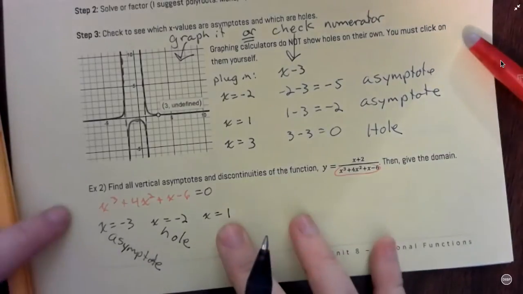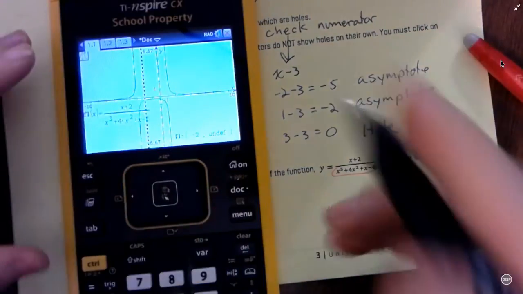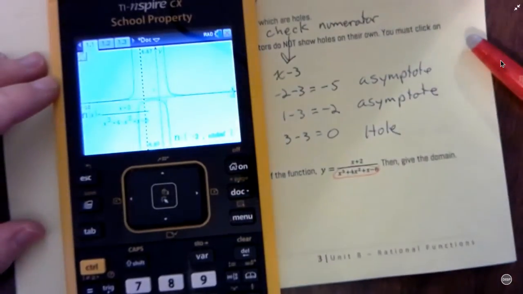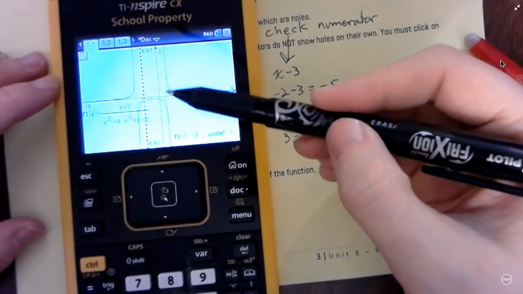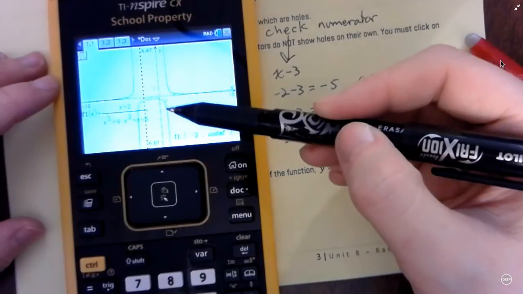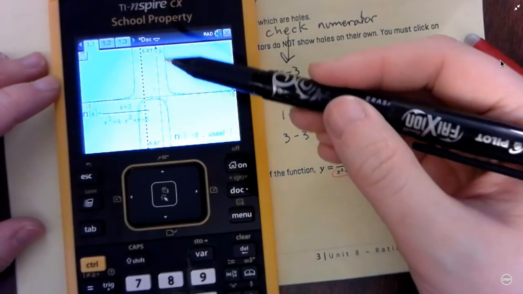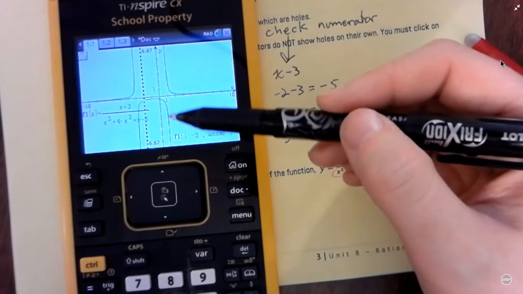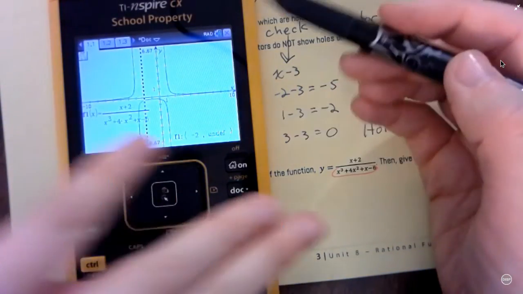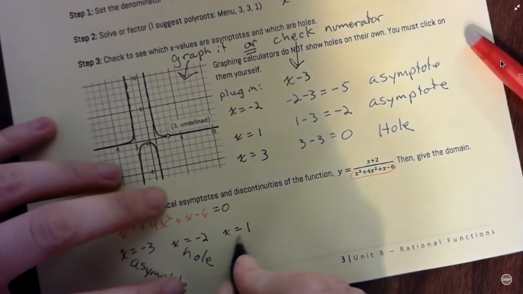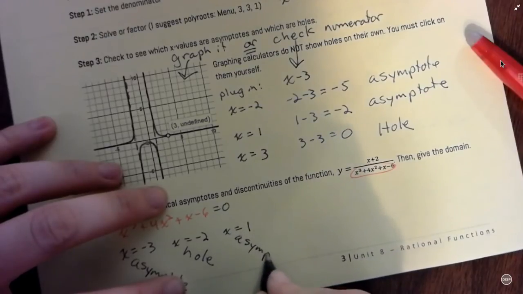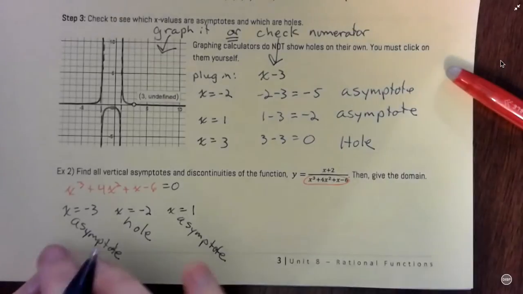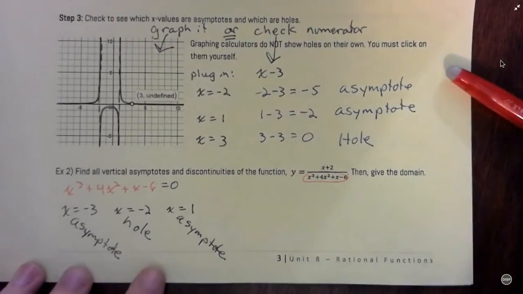And then I have to check x equals 1. So check my x value of 1 right here. And we can see that the graph kind of goes vertical there, so it's a vertical asymptote, or tries to go vertical anyway. Appears to be. So we know that that's an asymptote as well. Okay, so by graphing, we did figure out asymptote, hole, and asymptote.